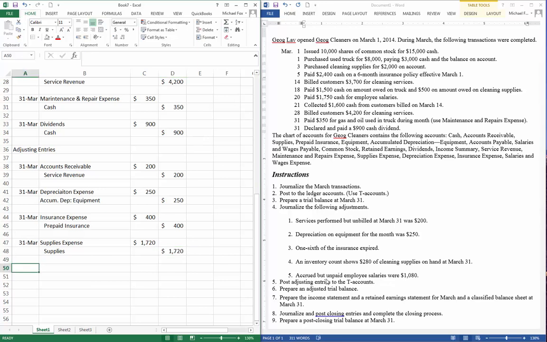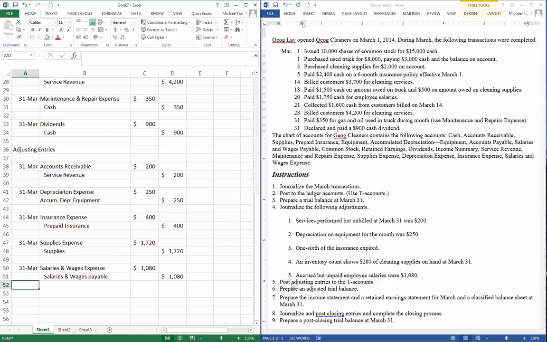And finally, accrued but unpaid employee salaries were 1,080. That means the employees have earned the salaries, but we have not yet recorded them, so they are accrued. So we're going to do salaries and wage expense. We've incurred the expense of 1,080, and salaries and wages payable, 1,080. So there's our adjusting entries.